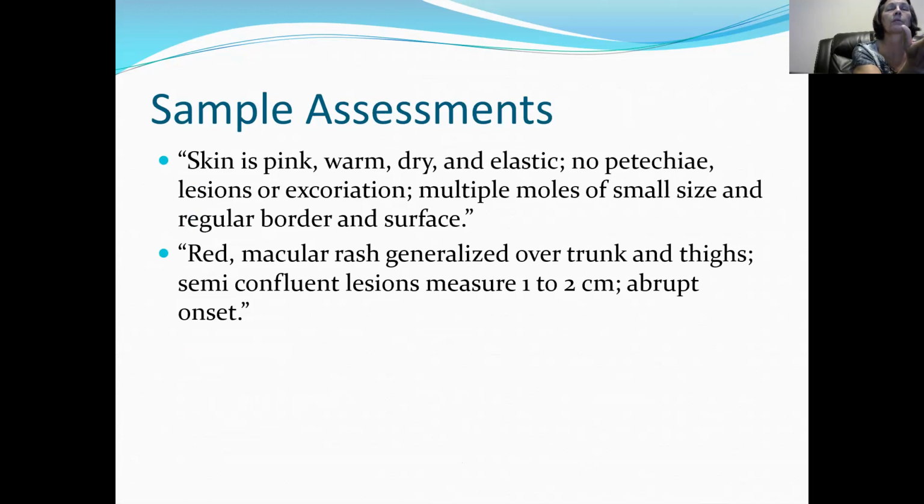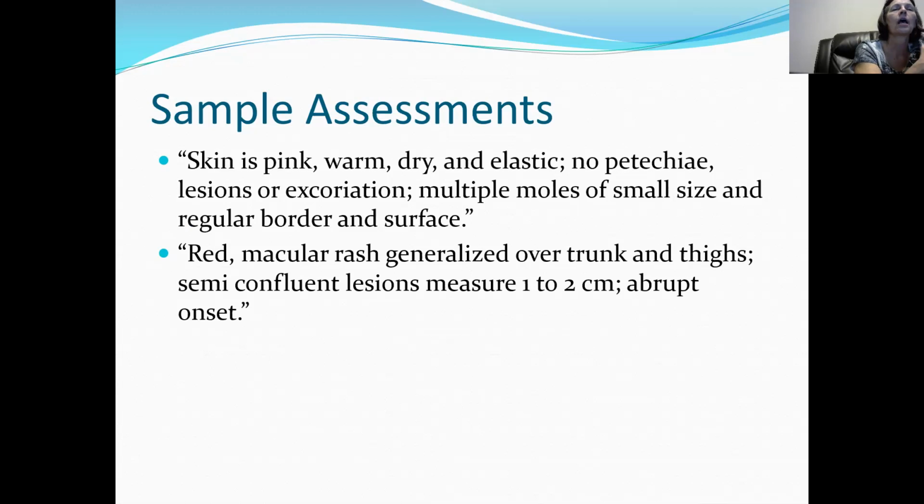Skin is pink, warm, dry, elastic, no petechiae, no lesions, no excoriation, multiple moles of small size, regular borders, regular surface. And I would like to say where those moles are: back of arms, neck, back. The other one: red macular rash, generalized over the trunk and thighs, confluent lesions measuring up to 2 centimeters, abrupt onset. That's the patient's description, the abrupt onset, or we might have seen it if we're in the room when it happened.